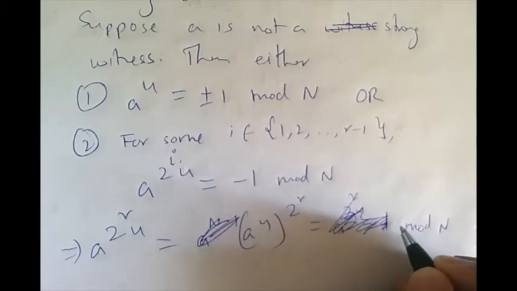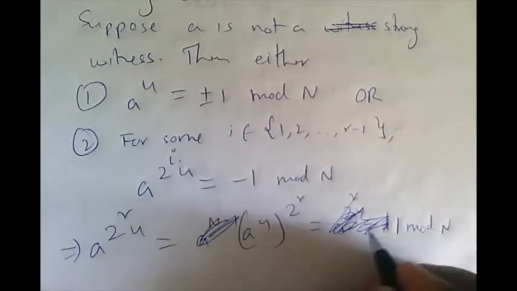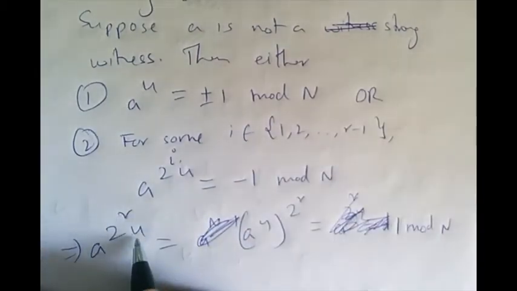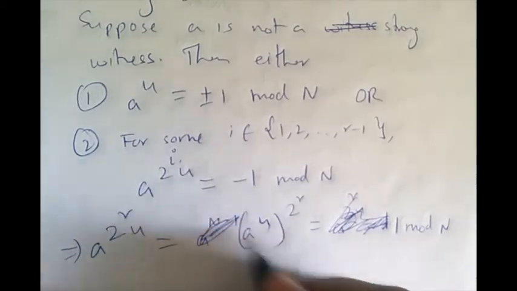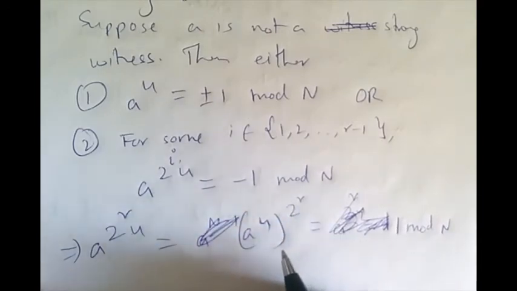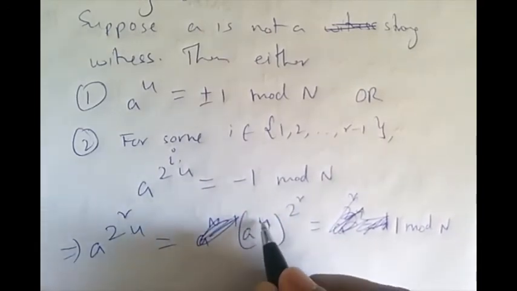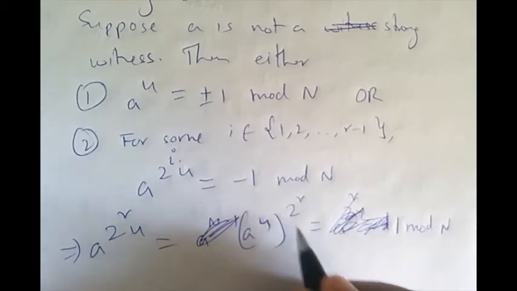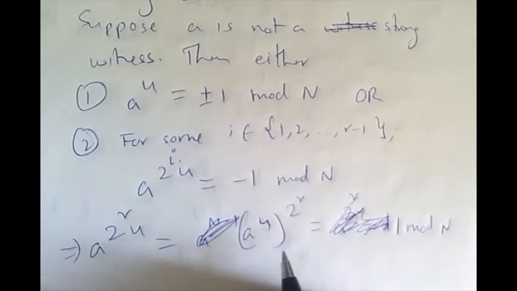Let's scratch out the 1 also. Sorry. So a raised to 2 raised to r u will be a raised to u, whole raised to 2 raised to r. This is at least one even power of 2 here, so it's 2 or 2 square or 2 power 4, 2 power 2 cube and so on. So minus 1 raised to any even power will just give 1. 1 raised to any even power is 1.